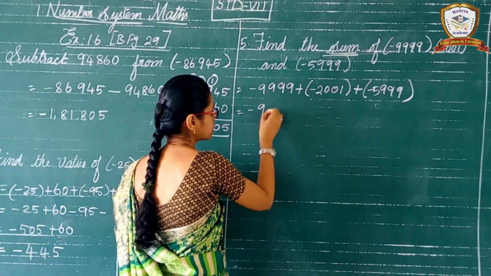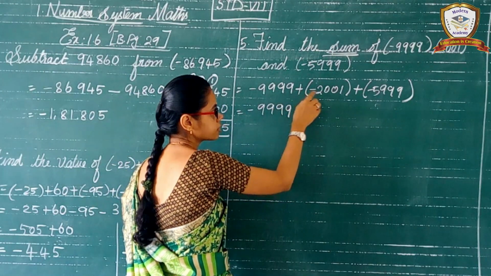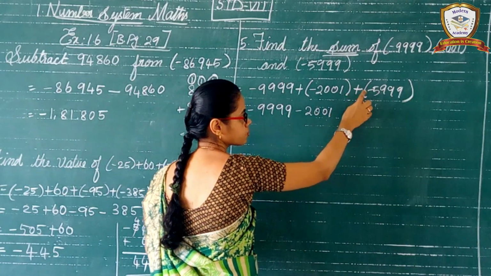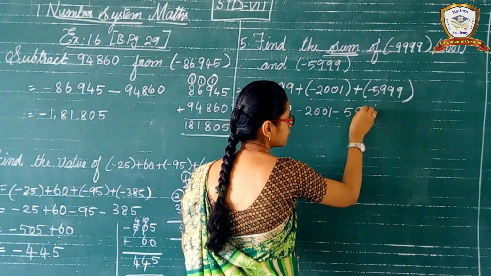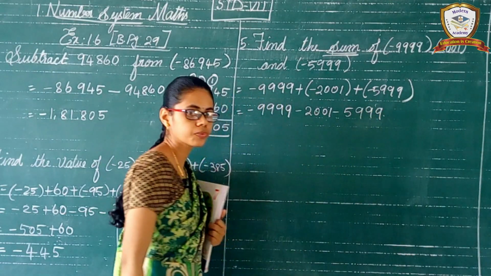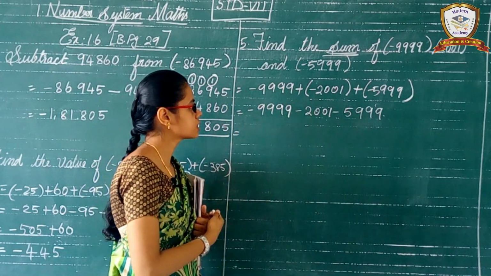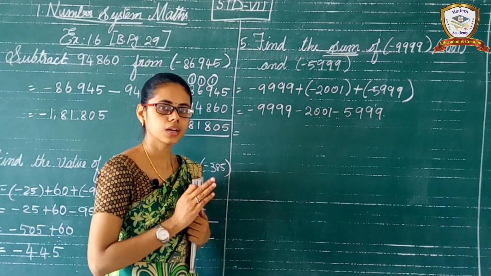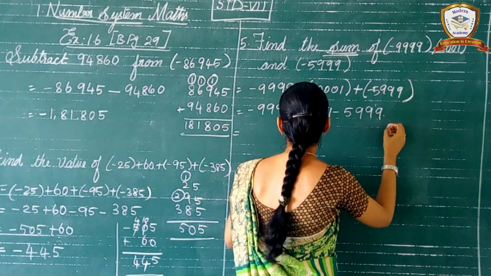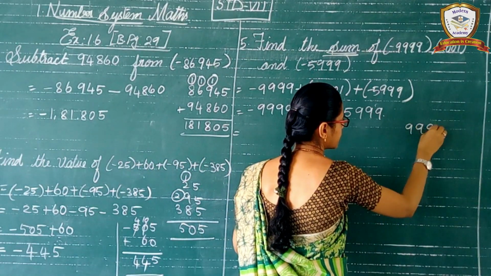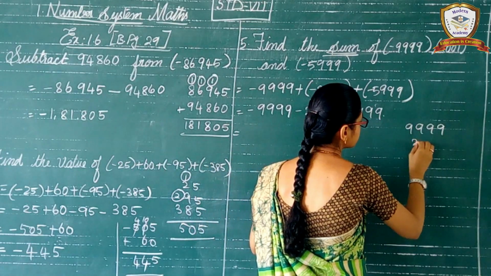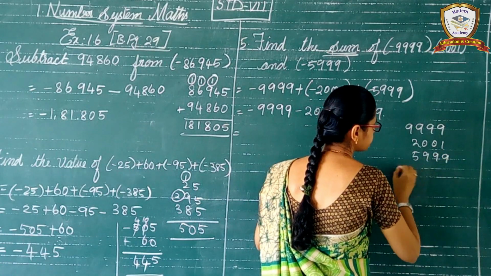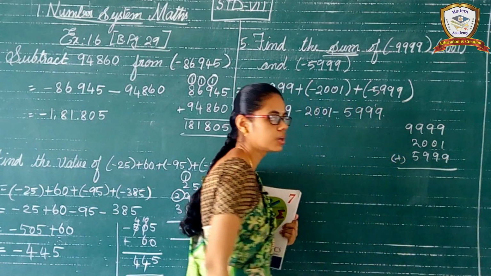Okay, so next step we remove the bracket. So minus 9,999. So plus into minus, minus 2001, and next one plus into minus, minus 5,999. Okay, now we observe these numbers. These are same sign. So same sign means we need to add the number. So we have to add these numbers. So first 9,999 and then 2001 and last 5,999.